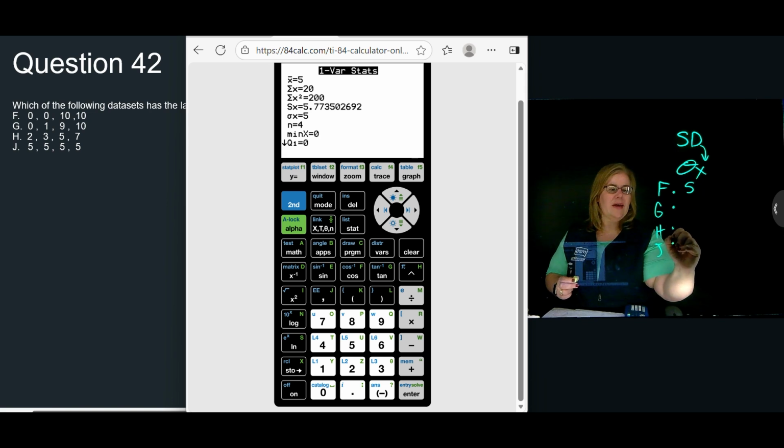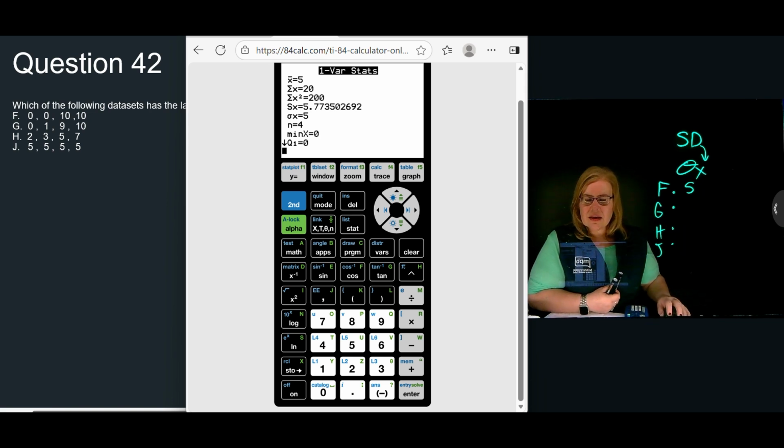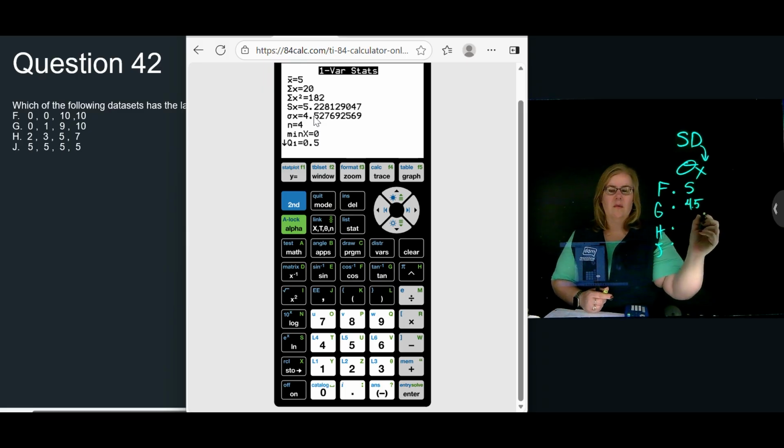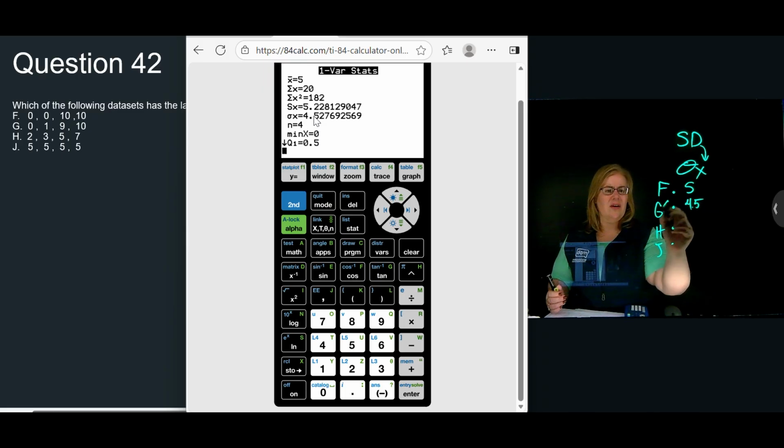So let's go ahead and look. Let's go back to my statistics. We're going to go over to calculate, go to number 1. Now we're going to look at list 2. Down here in blue, I have list 2, and I'm going to press calculate, go up to this standard deviation, and I have 4.5. Well, that can't be it because I'm looking for the largest.